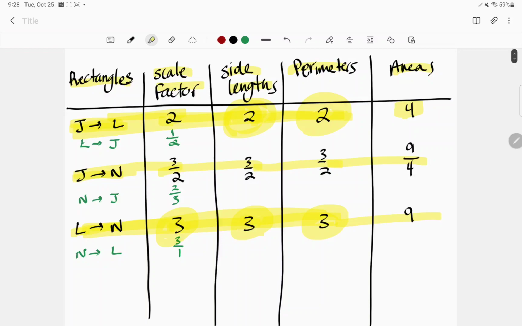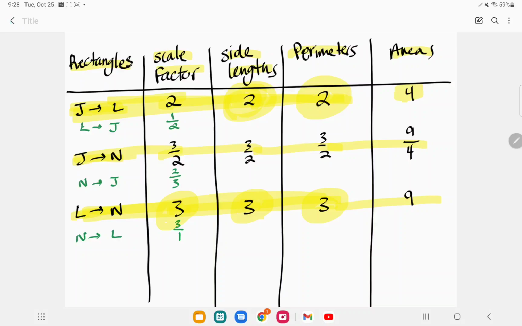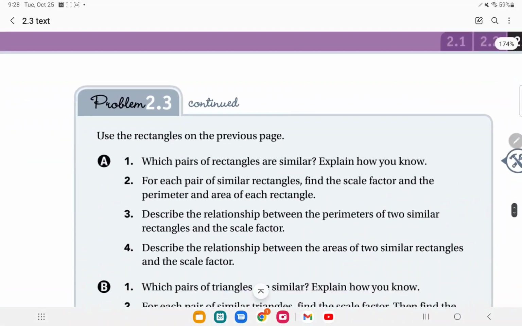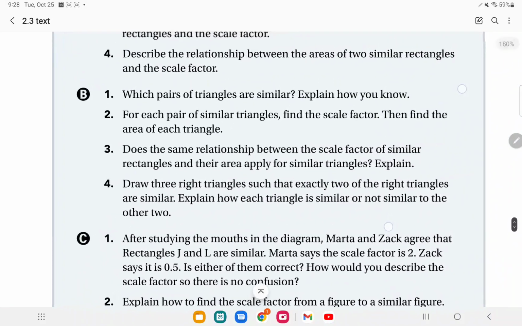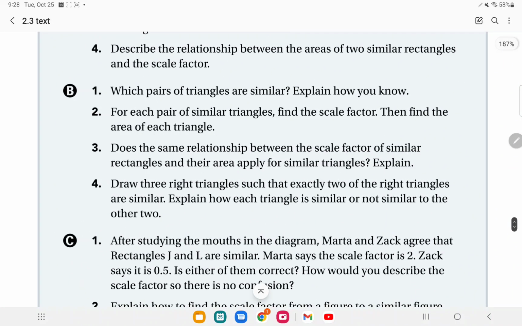And that pretty much answers all of part A. On part B, it just says which pairs of triangles are similar. And I want you to go ahead and answer all of part B on your own and see how you do. And then come back. So part B is the same thing. You're doing the same thing, but now you're doing it with the triangles.